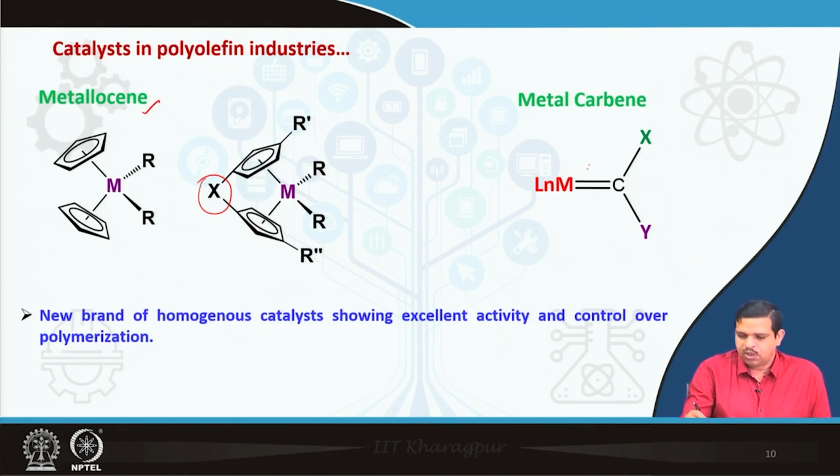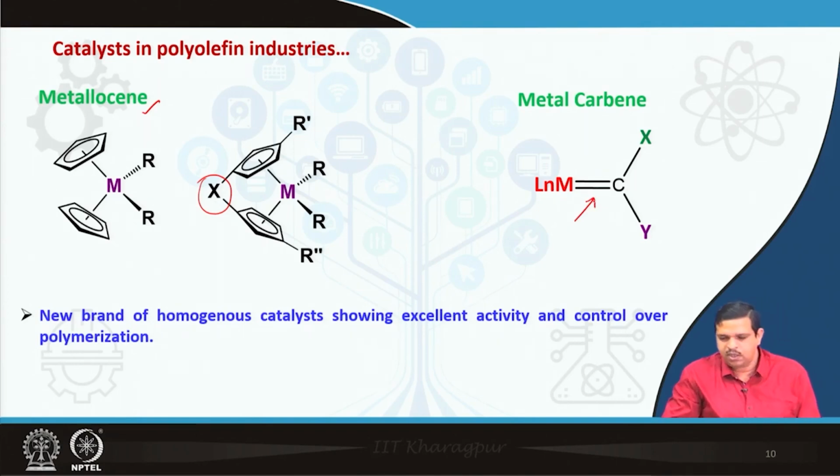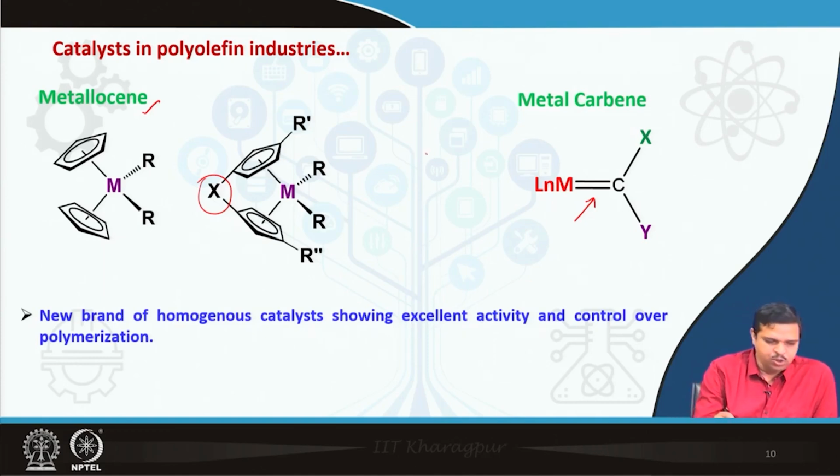And also the metal-carbene catalysts, where you will see there is a double bond between the metal and carbon. This is also very unique in nature, which were recently developed as homogeneous catalysts, showing excellent activity and control over the polymerization. I am sure you have heard of the Grubbs catalyst, and any idea what is the metal? Ruthenium.